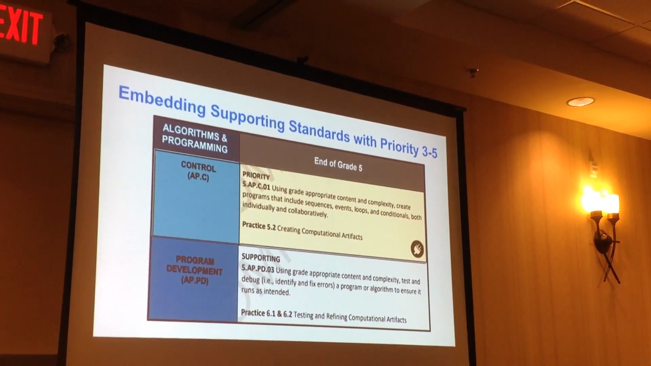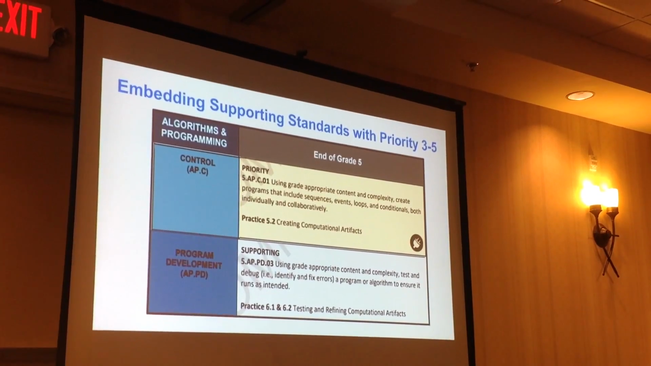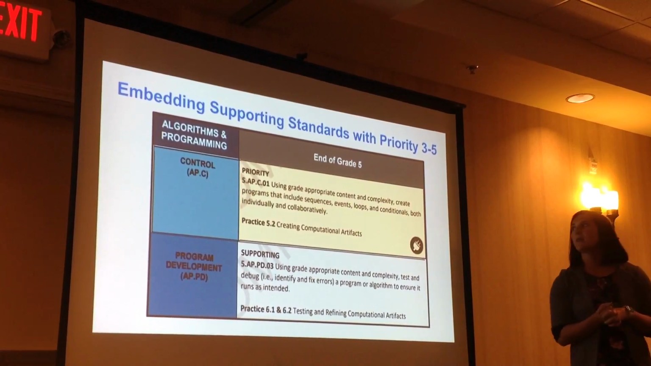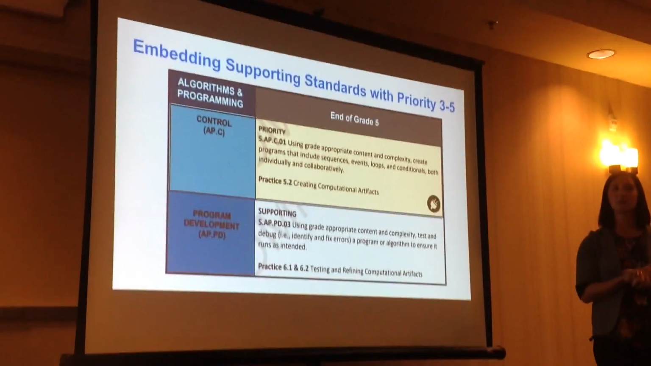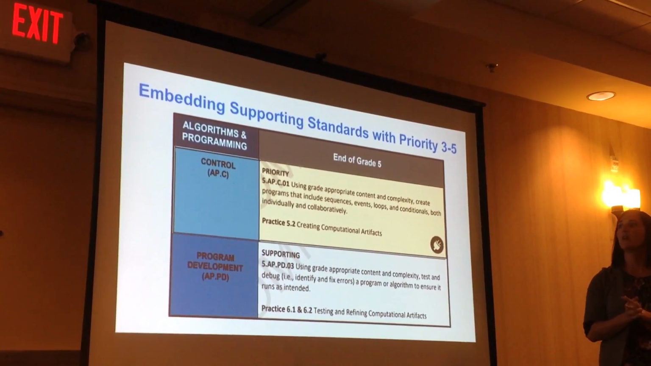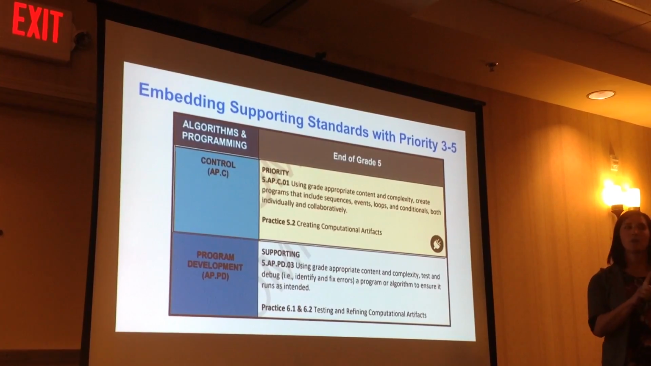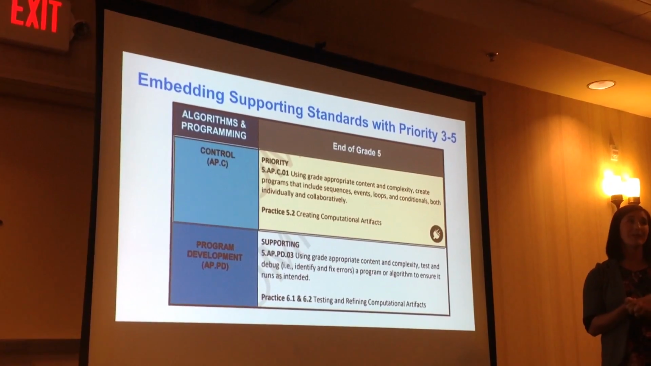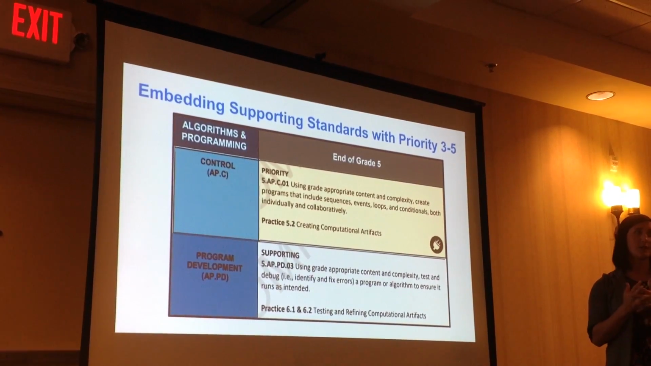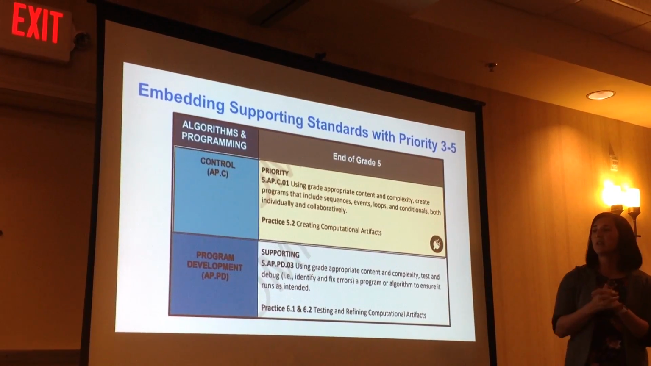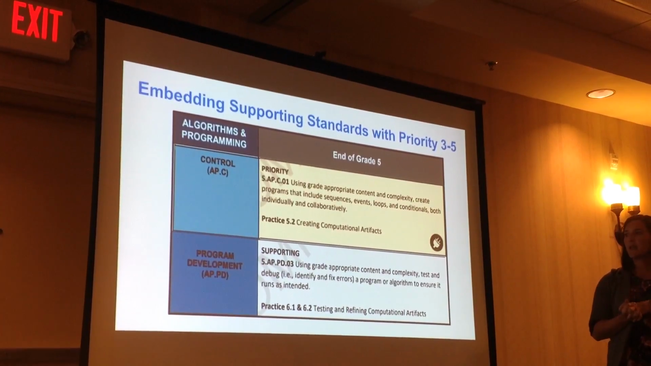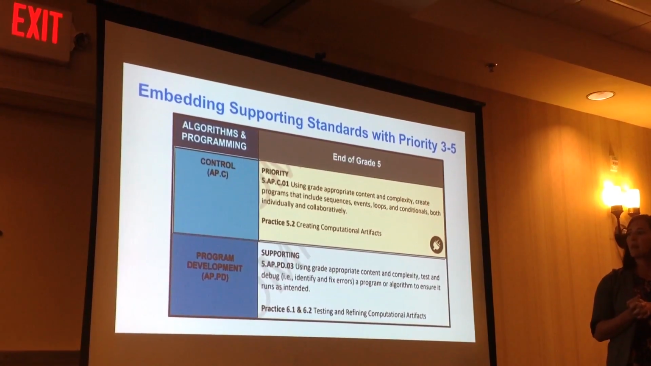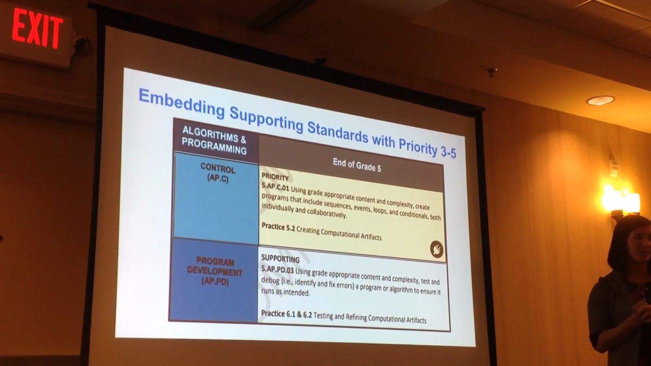So now we're going to look at an example for 3-5. The standard I picked here was the control standard, and it says, using grade-appropriate content and complexity, create programs that include sequences, events, loops, and conditionals, both individually and collaboratively. One more side note, the standards also include this little plug, which will let you know that they will probably need to use some sort of a device to achieve this standard. The supporting standard I picked here was using grade-appropriate content and complexity, test and debug, for example, identify and fix errors, a program or algorithm to ensure it runs as intended.